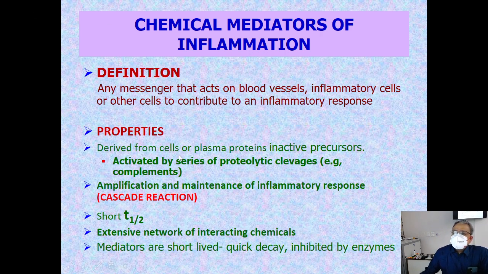So there are certain general properties of these. These are typically derived from cells or plasma proteins and remain as inactive precursors. We don't want the body to be inflamed all the time, right? And typically these inactive precursors are activated by proteolytic cleavage, the best example of which is complement. There is also an amplification, which means that a little bit of the mediator is generated, the subsequent mediators get more in quantity and so the reaction gets amplified. And that's why it's called a cascade reaction. Cascade means one following the other, and each step of the cascade amplifies the response.